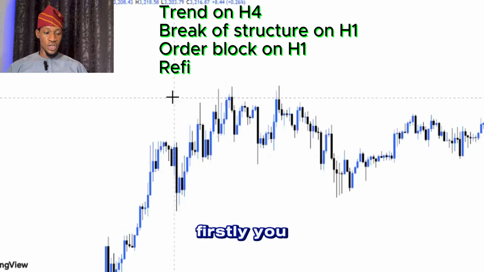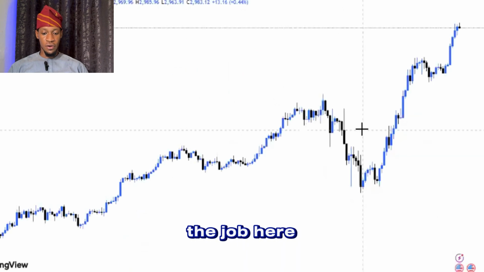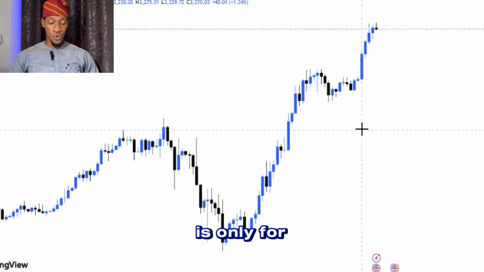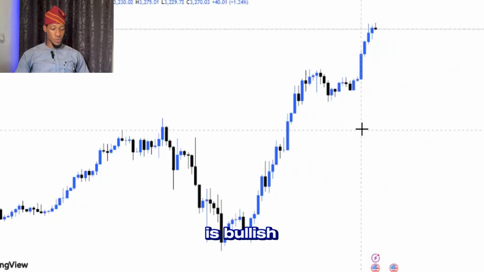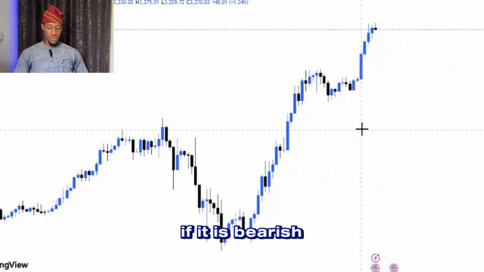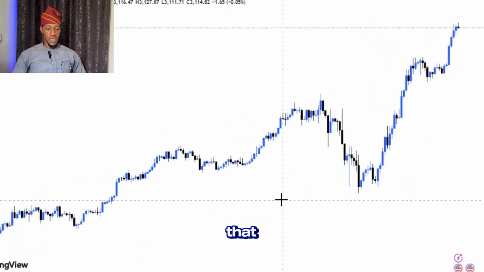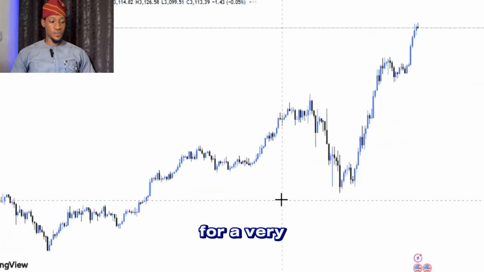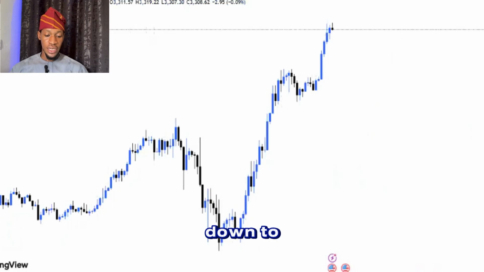Firstly, you need to go to the higher time frame, like the 4-hour time frame. The job here on the 4-hour time frame is only for you to know what the market is currently doing. If the market is bullish, then you should be buying alongside the bullish market. If it is bearish, you can still do the same thing. After coming to the 4-hour time frame, you understood that the market has been in a bullish trend for a very long time. All I want you to do right now is to scale down to the 1-hour time frame.